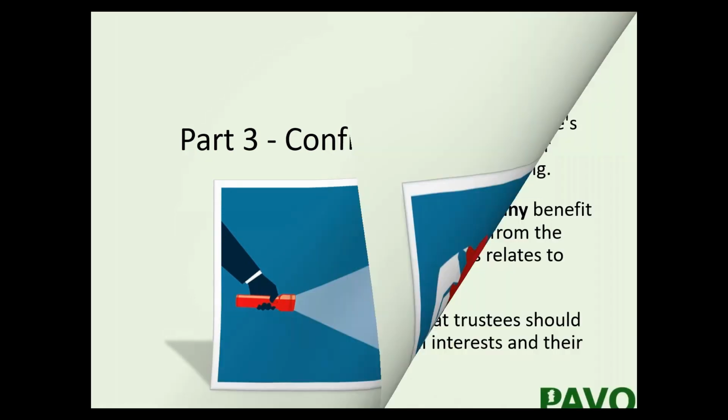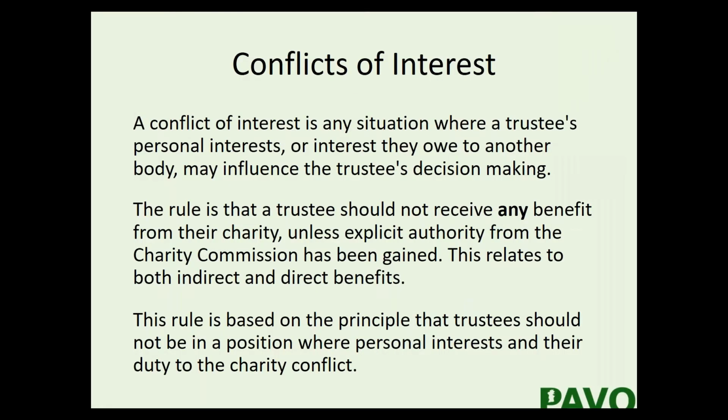Conflicts of interest. So what is a conflict of interest? Well, it's any situation where a trustee's personal interests or the interest that they owe to another body may influence their decision making. So the rule is, as we said, that trustees should not receive benefit from their charity, unless there is explicit authority from the Charity Commission gained beforehand. And this relates both to indirect and direct benefits. Again, it's based upon the first principle, that trustees should not be in a position where personal interests and their duty to the charity conflict. So where there is a potential for conflict, then that has to be managed.